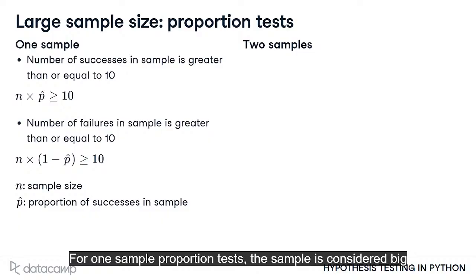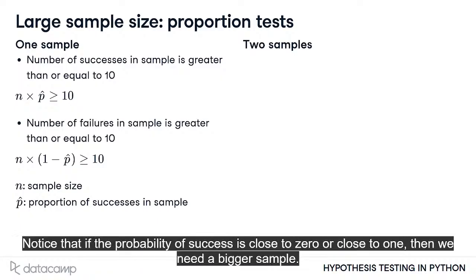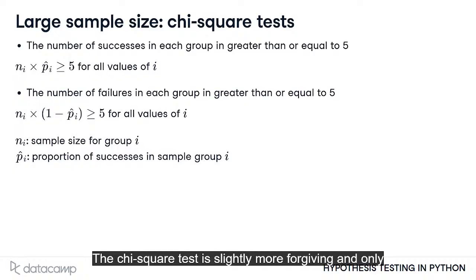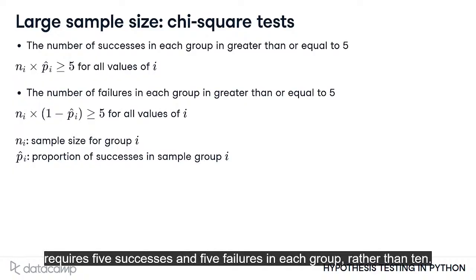For one-sample proportion tests, the sample is considered big enough if it contains at least 10 successes and 10 failures. Notice that if the probability of success is close to 0 or close to 1, then we need a bigger sample. In the two-sample case, we require 10 successes and 10 failures from each sample. The chi-square test is slightly more forgiving and only requires 5 successes and 5 failures in each group, rather than 10.